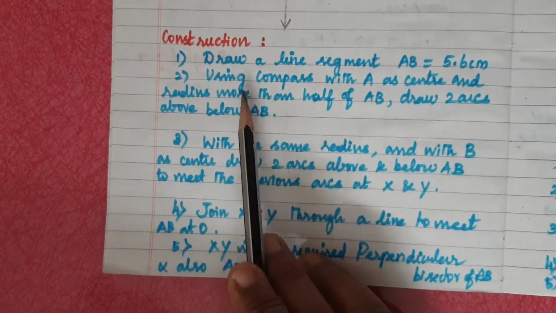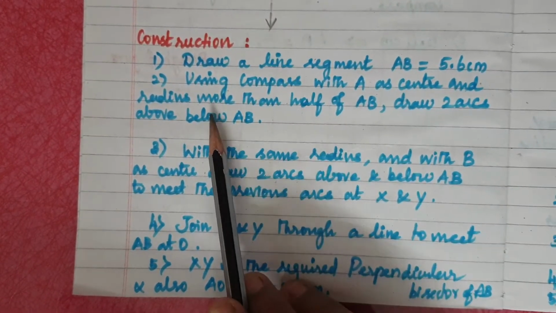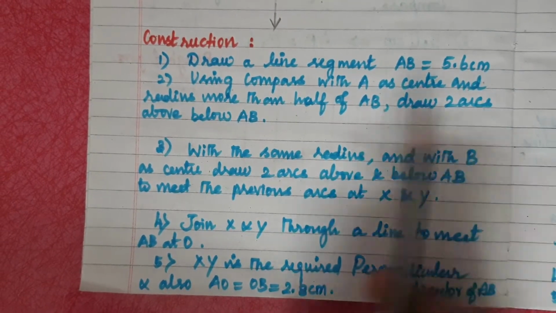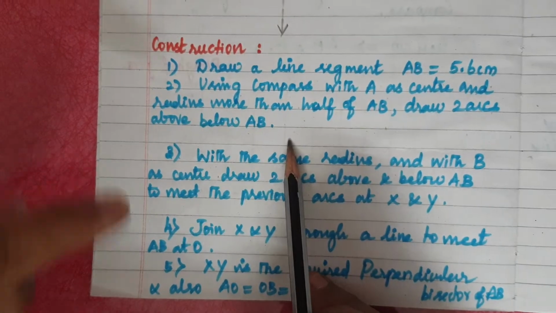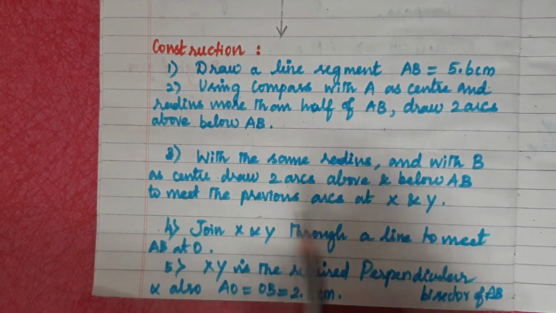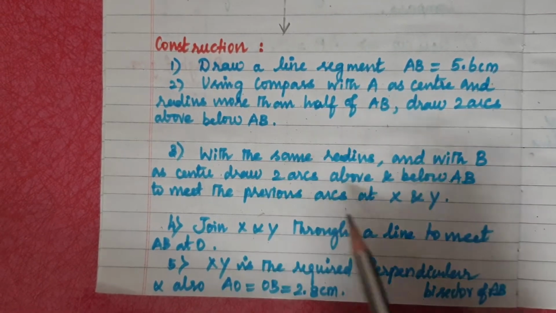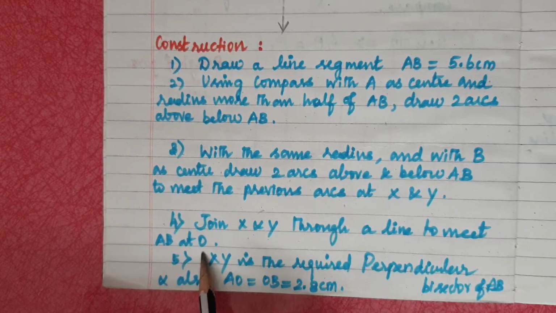See the construction. Draw a line segment AB equal to 5.6 centimeter, which I have drawn. Using compass with A as center and radius more than half of AB, draw two arcs above and below AB. With the same radius and with B as center, draw two arcs above and below AB to meet the previous arcs at X and Y. Join X and Y, draw a line to meet AB at O.